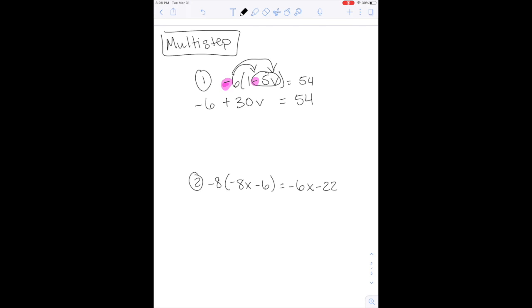We have 2 steps left to get this problem so v is by itself. So we have to get that negative 6 over with the 54. So we have to do our inverse operations. If we have a negative, we have to add. Remember, if you had negative 6 and you took away 6 more, you'd be at negative 12. So these wouldn't cancel out. You have to add. We didn't do anything with the 30v, and now we have 60. Down to 1 step. Our final step, divide both sides by 30. V equals 2.